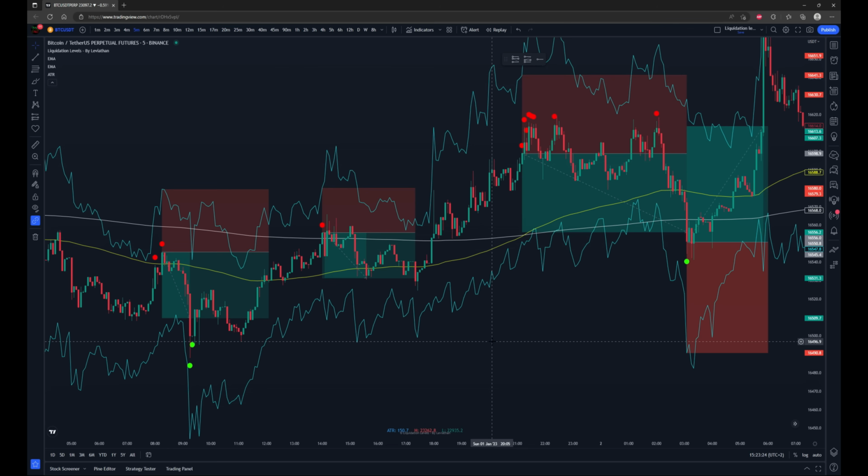A few days ago I posted a video about an extremely high win rate strategy using this simple indicator, the liquidation levels by Leviathan. I'm going to be doing a follow-up video right here, but testing a strategy that uses a hard set stop loss and a hard set risk to reward ratio.